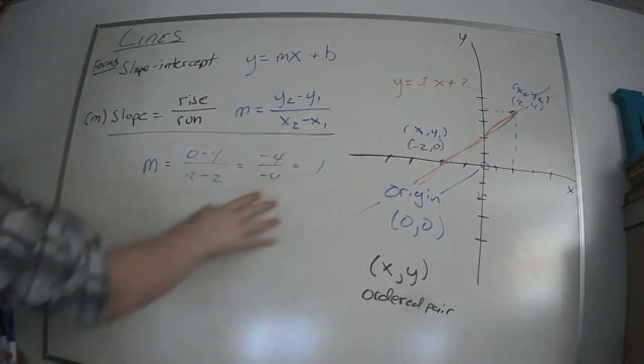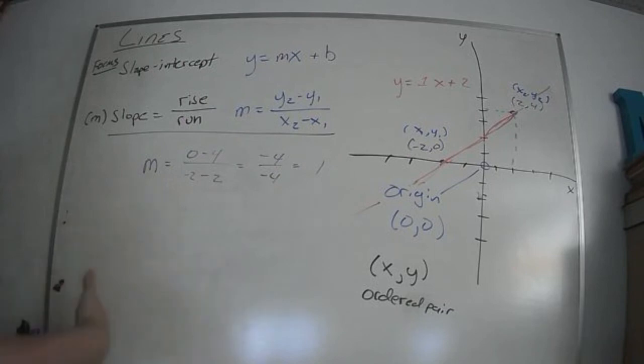So this is just the slope version of what I had erased, which you can go back in the video and look at again, where I used both points to find the same intercept.